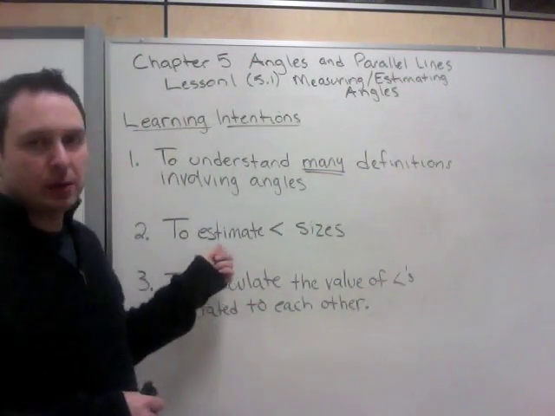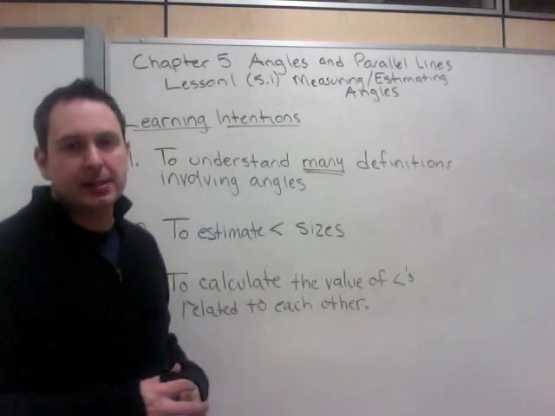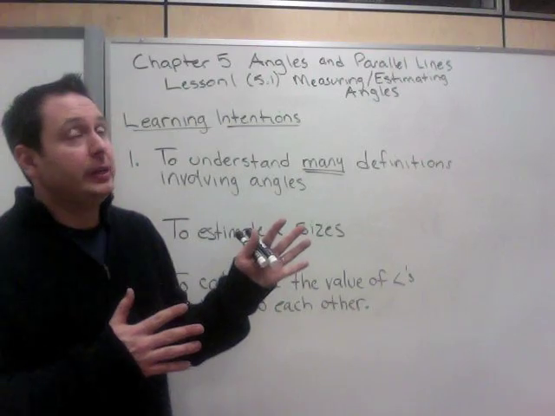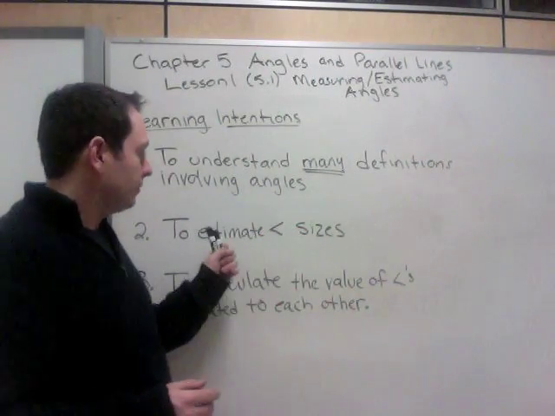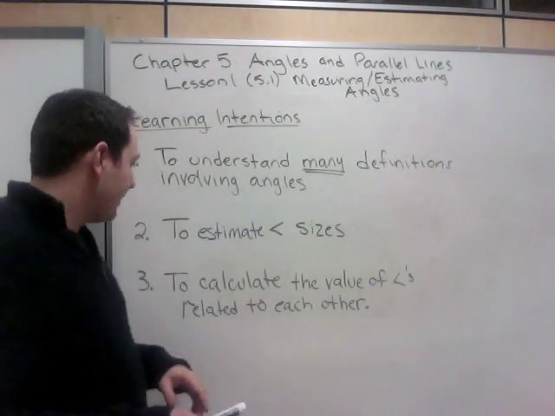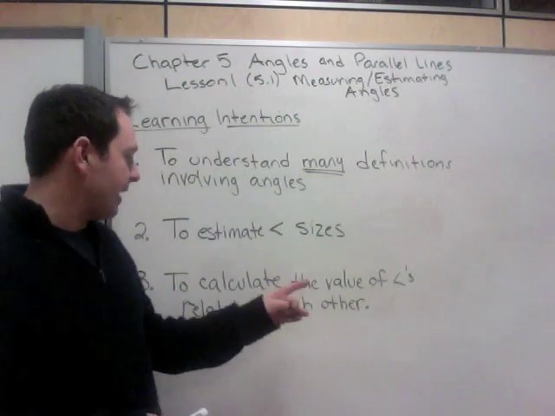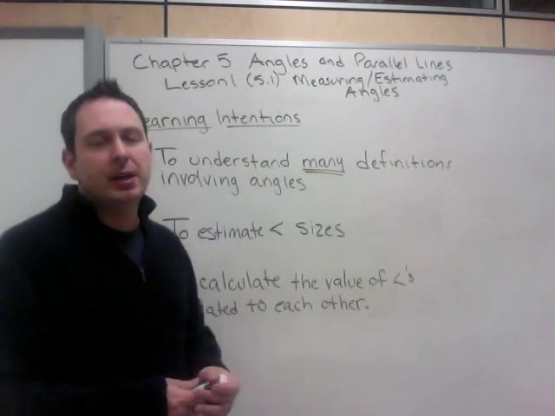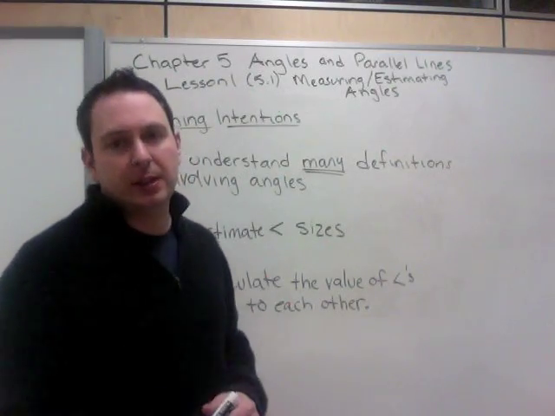The second one is going to be to estimate angle sizes. You're stuck in the bush. You don't have a protractor. You need to know the angle of that tree. Uh-oh. You need to estimate, okay? And last one is to calculate the value of angles that are related to each other. So some angles are related to each other, and I'm going to show you how to calculate them.